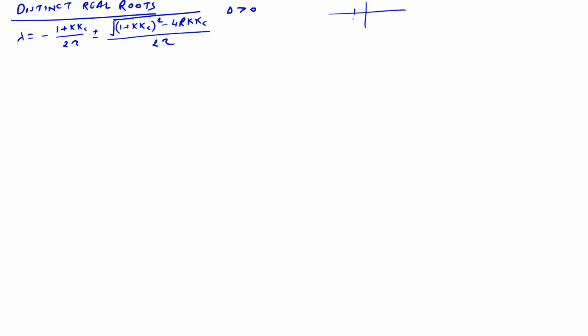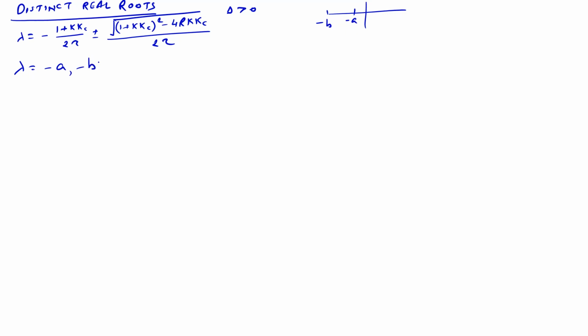The first root is this one and the second root is maybe this one. If you take the plus part, then you'll get minus a, and if you take the minus part, then you'll get minus b. So these are your two distinct roots, and let us call them lambda equal to minus a and minus b. Magnitude of b is greater than a.